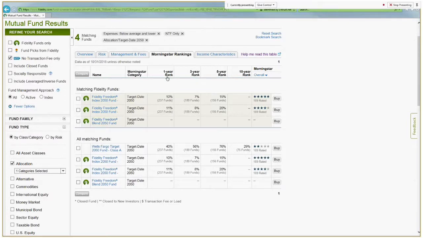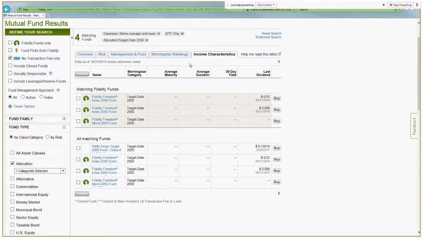And so you have that broken out the last 10 years. And then income characteristics. And this is more for bonds. So for example, if we looked at a bond fund, we may notice that the average duration is 6 years, or you have a 30-day yield. So this tab is actually more for bonds.